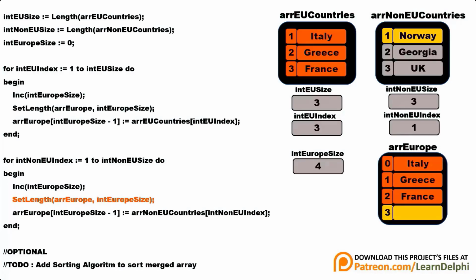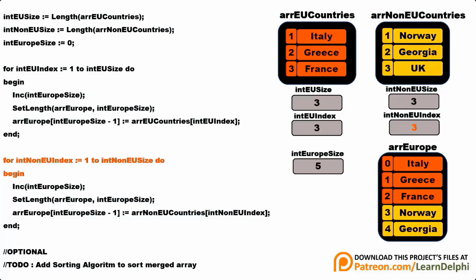So notice the index of the dynamic array just continues from where the previous loop ended. Then you assign Norway in index 1 of the non-EU countries array to index 3 of the dynamic array. The compiler jumps back to the top and increments the index to 2. Now it finds Georgia. You increase the integer that sizes the dynamic array to 5. Then the setLength procedure adds a 5th element to the dynamic array. Then you assign Georgia in index 2 of the non-EU countries array to index 4 of the dynamic array.